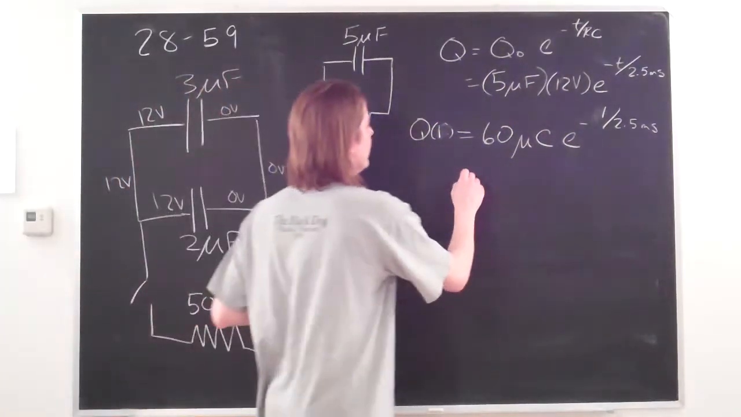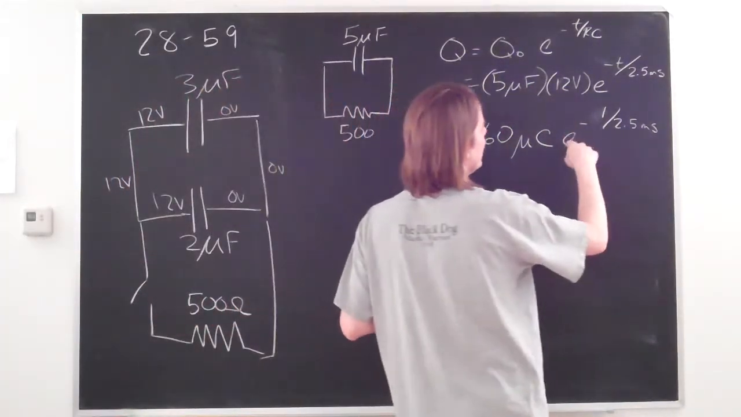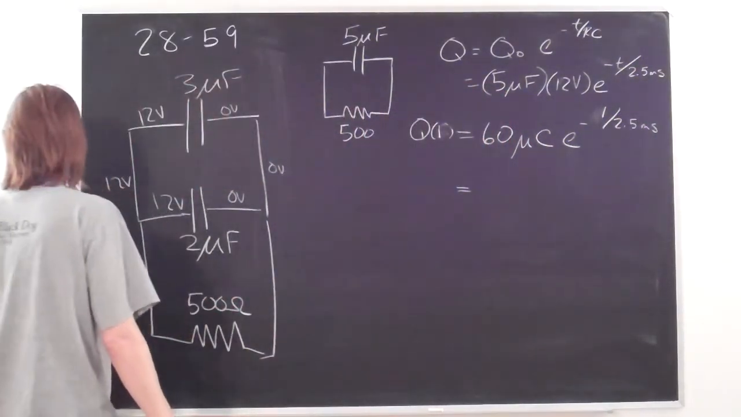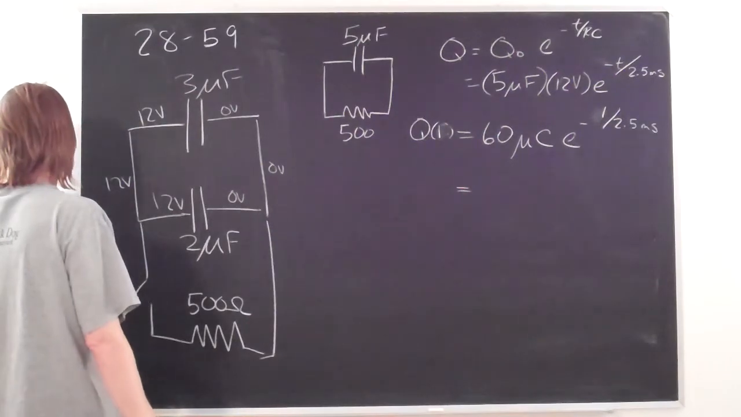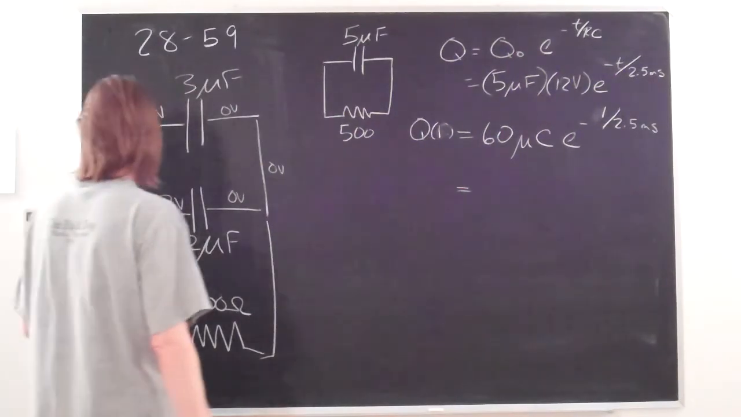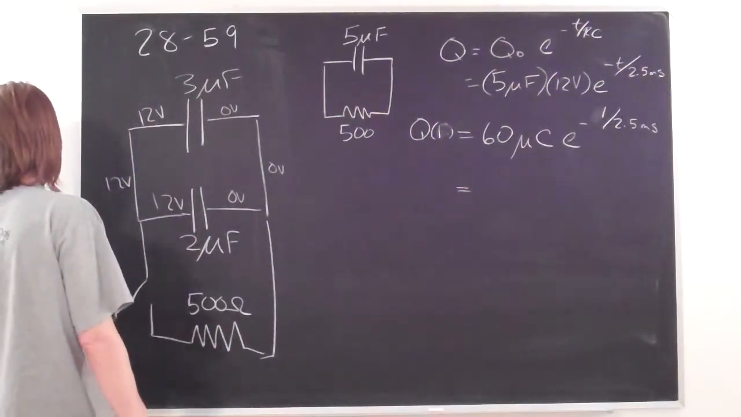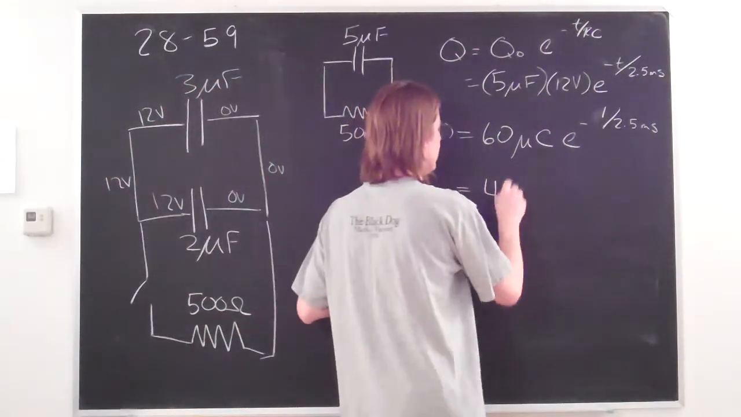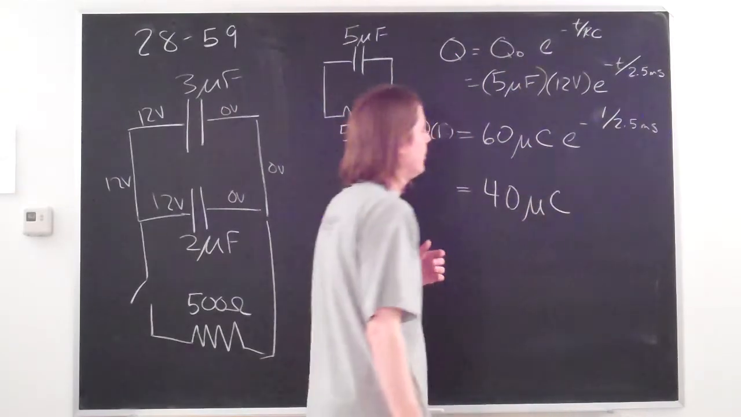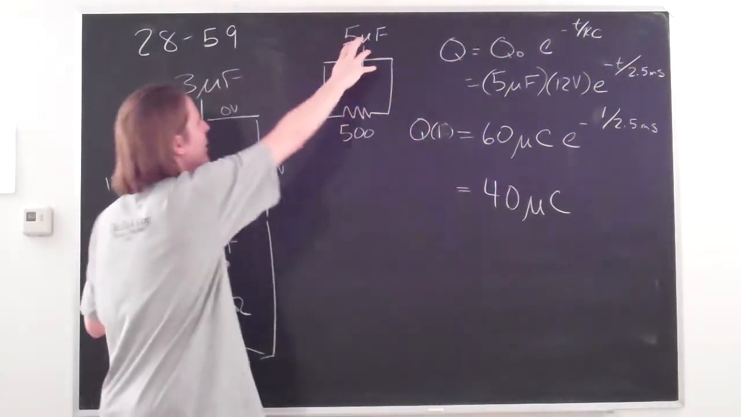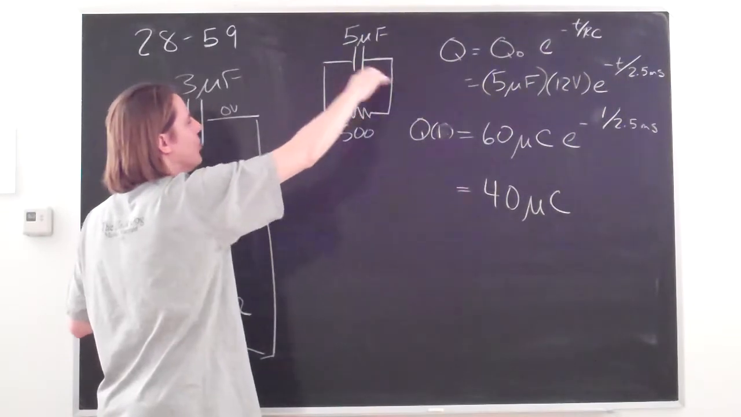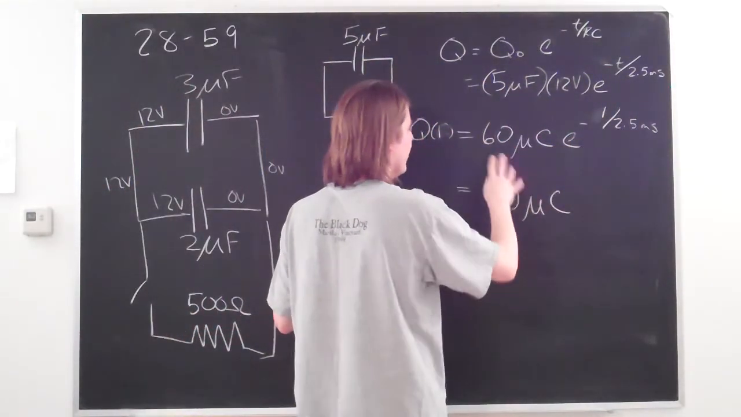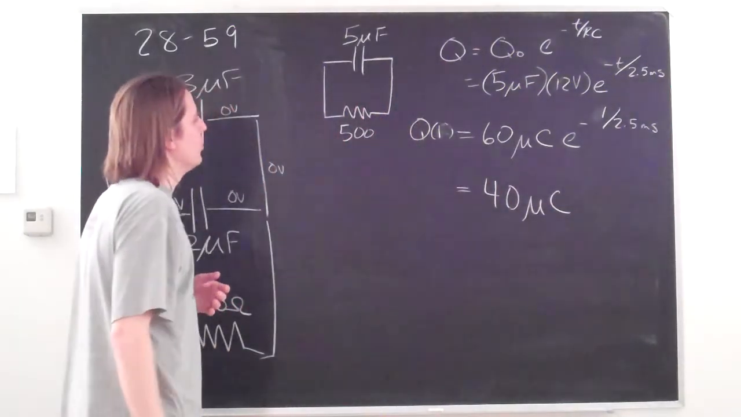With your calculator, put e to the minus 0.4, then multiply it by 60 microcoulombs, and I promise you will get 40 microcoulombs. It started at 60 microcoulombs with a time constant of 2.5 milliseconds, so by the time you go 1 millisecond, it's going to come down roughly halfway. So there it is, 40 microcoulombs.